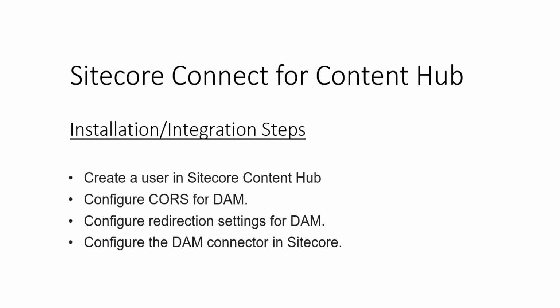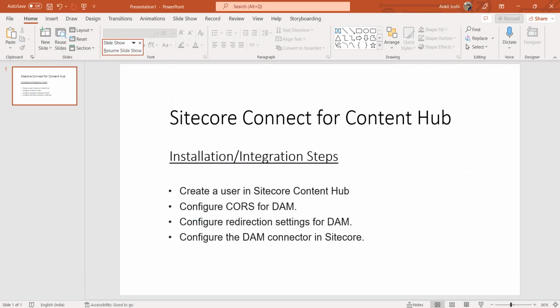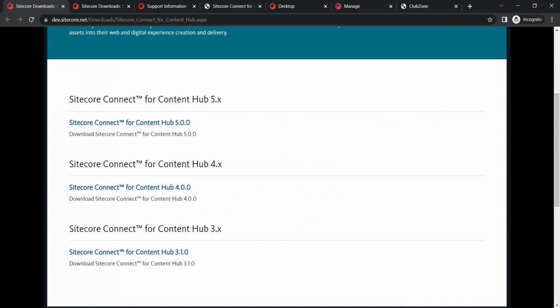Even before that, let me show you what different versions are available for Sitecore Connect for Content Hub. We have version 3.x, then 4.x and 5.x. As part of today's walkthrough, we are going to leverage version 4.x because it has already been set up on my machine. Which connector and which version you have to use depends on your Sitecore version and your Sitecore Content Hub version as well.